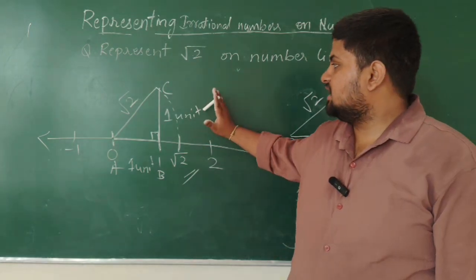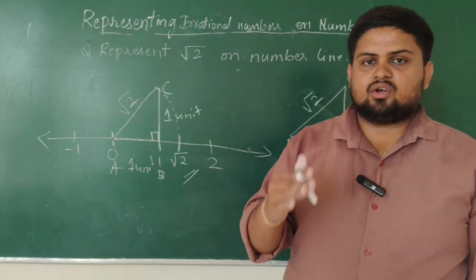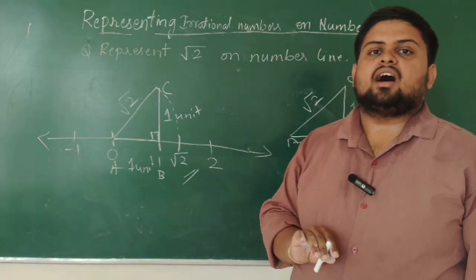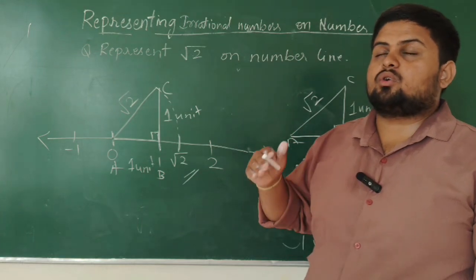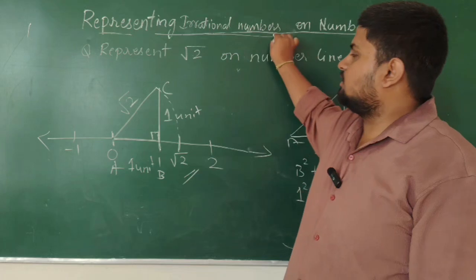Make sure you are doing it once again, but just looking will not help you, my dear children. What you have to do is you have to do it practically by yourself. I'll make one more video to represent square root of any non-perfect square number, that is irrational numbers on number line.